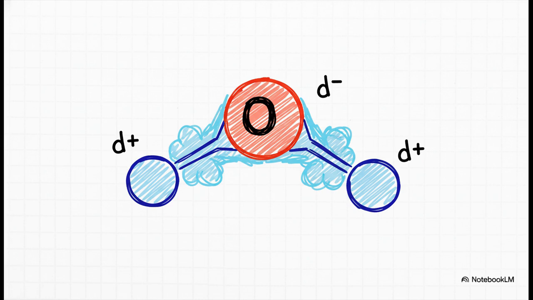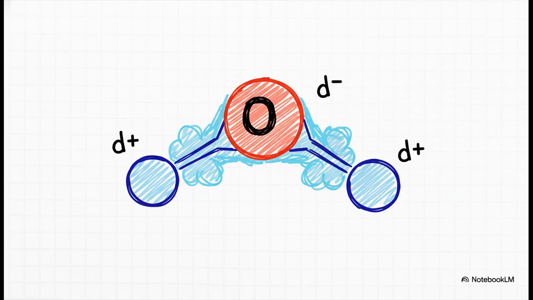Okay, scenario two. What if the difference in strength is just medium? Neither one is strong enough to just steal an electron, so they agree to share. But, and this is a big but, it's not equal sharing. In a water molecule, for instance, the oxygen atom pulls way harder on the shared electrons than the hydrogens do. So the electrons spend more time hanging out near the oxygen, giving it a little negative charge, and leaving the hydrogens a little positive.